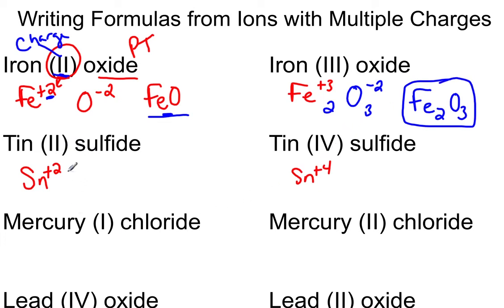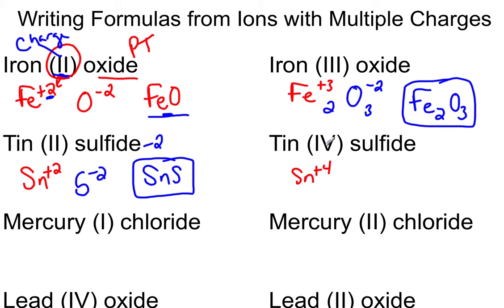Tin(II) sulfide. Tin's got a +2. Sulfur, you look on the periodic table, it's in group 6. It also makes a -2 charge. 2 and 2 look like they cancel out. That's my formula, SnS, 1-to-1 ratio.